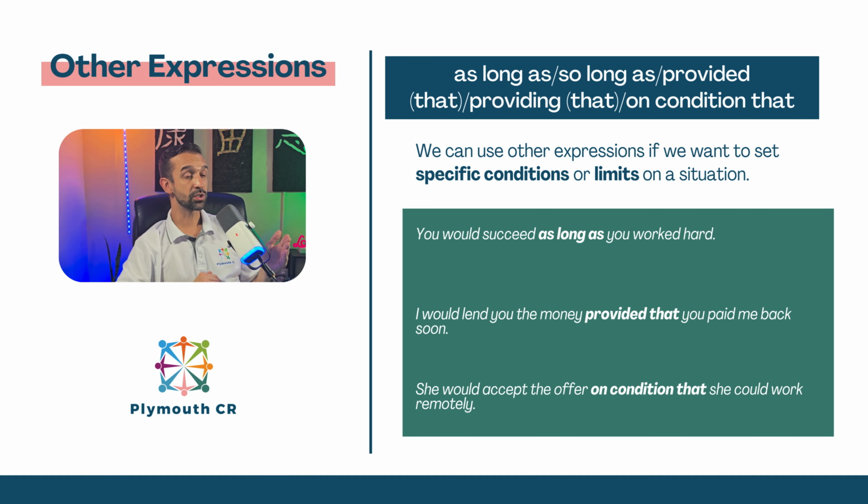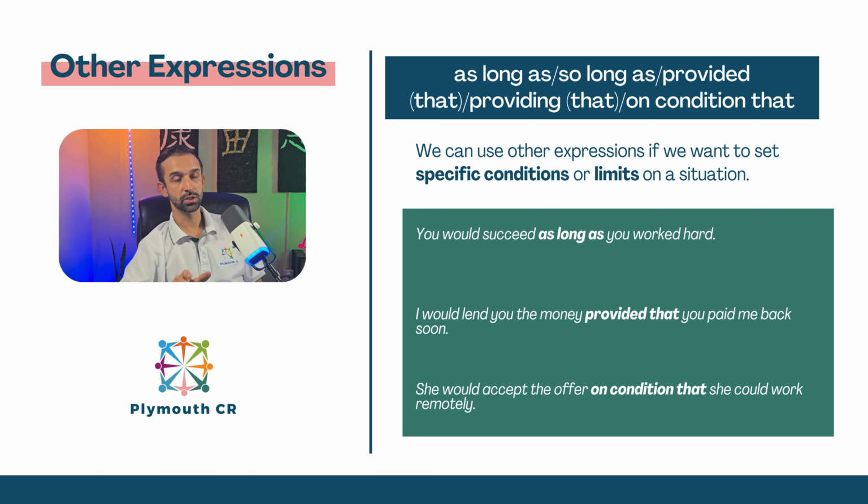Now, we have these examples in here. You would succeed as long as you worked hard. So this as long as is substituting the if, but look how the second part of the sentence is still following the simple past structure of a sentence. And the first part is using the would, okay? I would lend you the money provided that you paid me back soon, okay? That is like given the condition that that is going to happen. You will pay me back. She would accept the offer on condition that she could work remotely. Under those circumstances, she would accept.